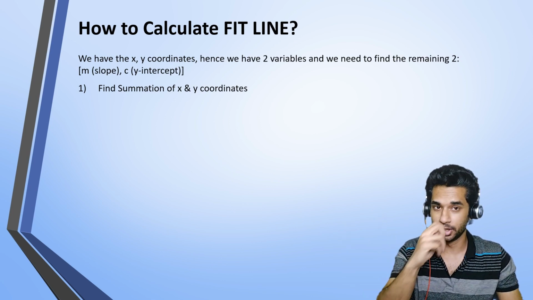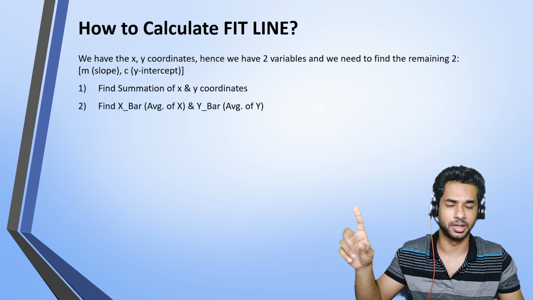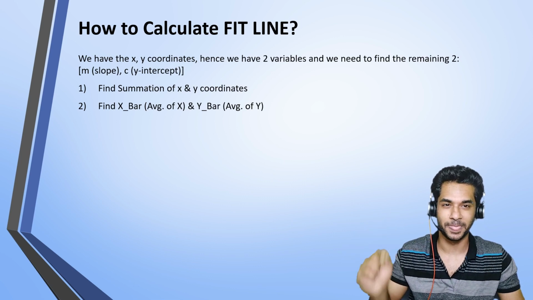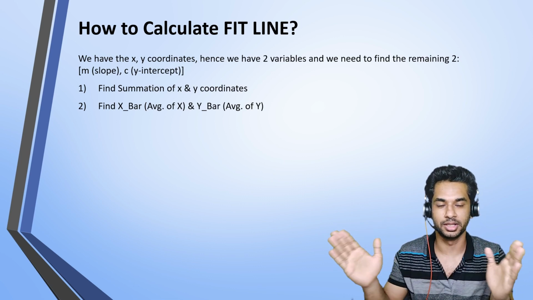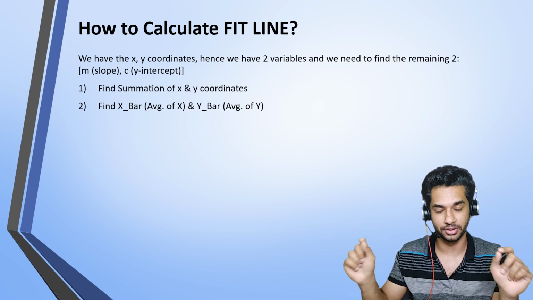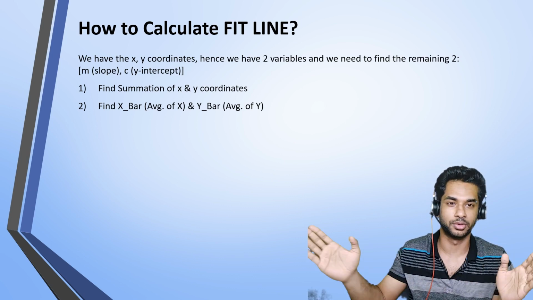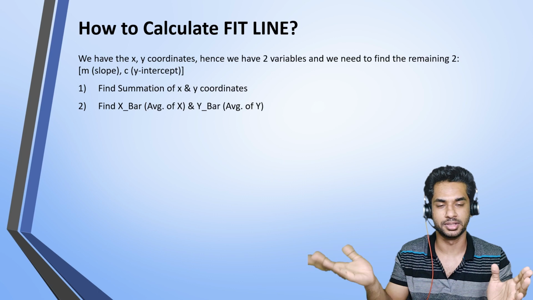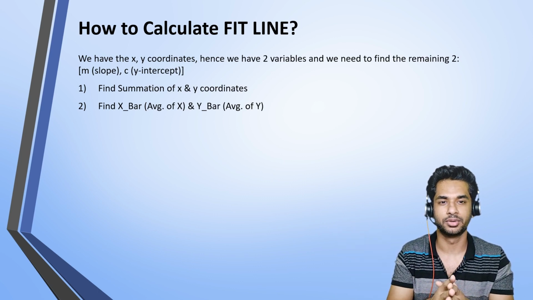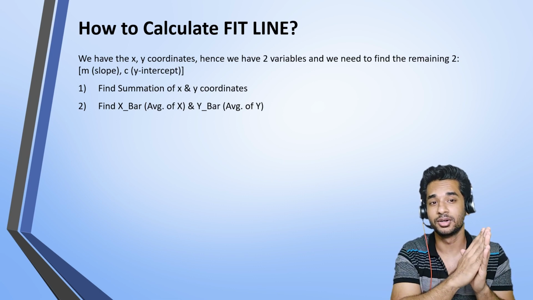The next step, what do we need to do? We need to find two variables called x bar and y bar. Now what is x bar and what is y bar? X bar is nothing but the average of the x coordinates. How do we take out the average? We just sum up all the numbers of the x coordinate and divide it by the number of elements in the array. That means you have the x coordinates, maybe you have 10 coordinates, just add all the 10 coordinates and divide it by the number of coordinates. That's as simple as that. So we need to calculate the average of x and the average of y as x bar and y bar.